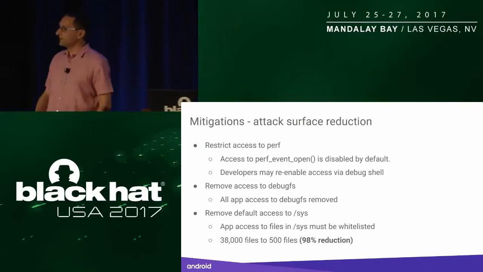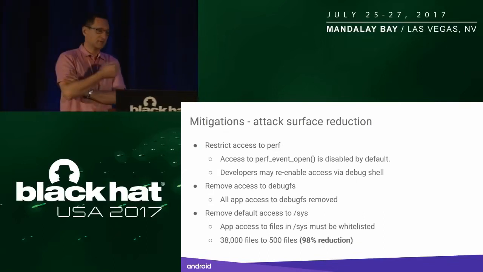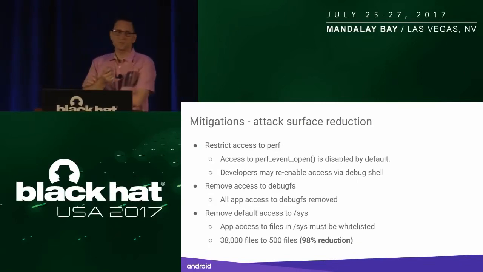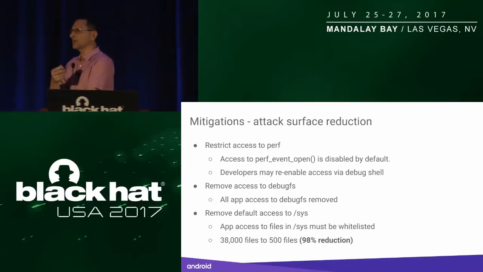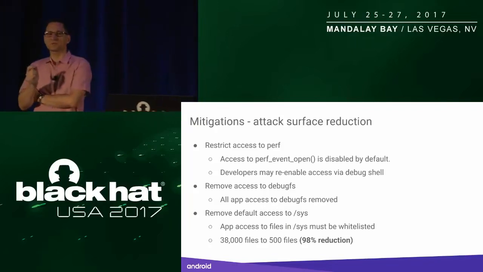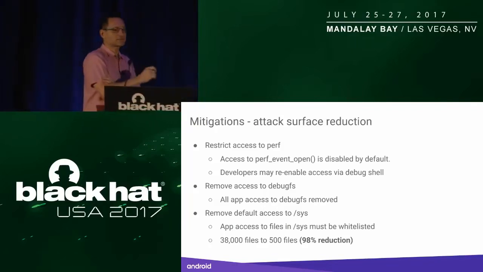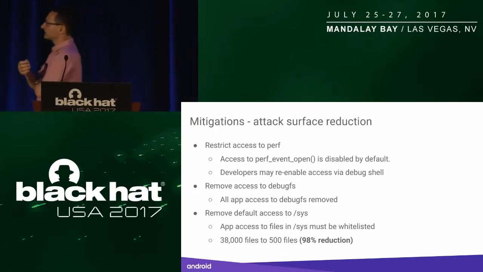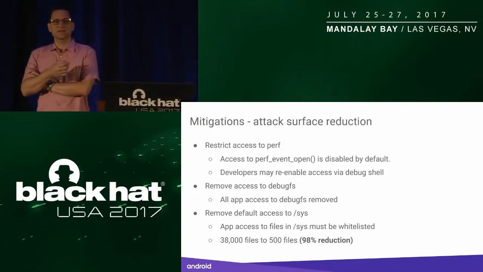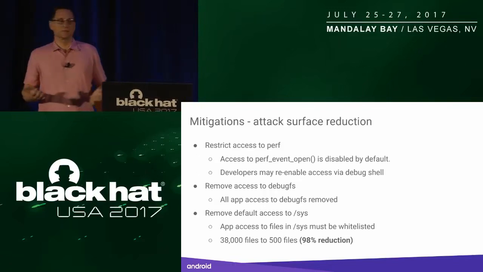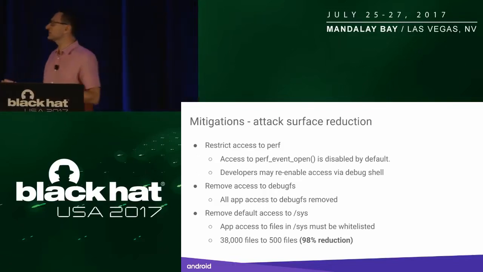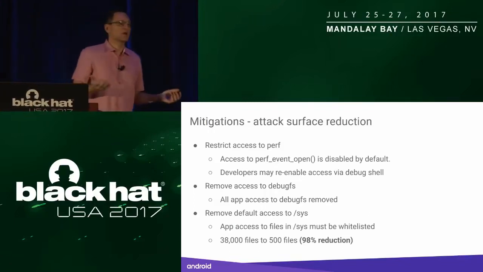So what did we do to address those classes of bugs? First, there was the perf interface. We made that disabled by default so applications can't access it. You can still enable it through the shell user, but we're not going to see malware exploiting it. We might see it for local rooting, that kind of thing. DebugFS was another one. We said the files there are too unstructured. They leak too much information. Apps can no longer have access to it.